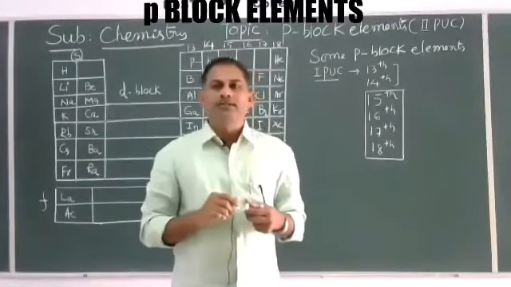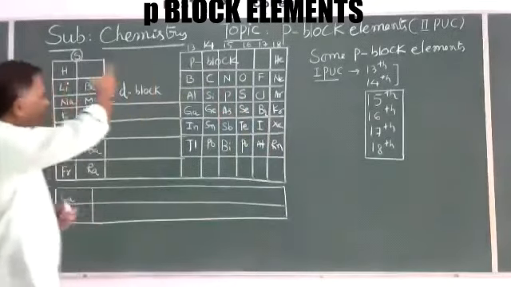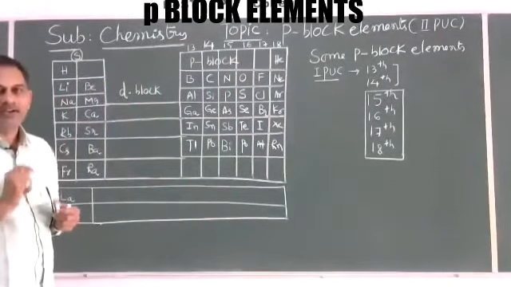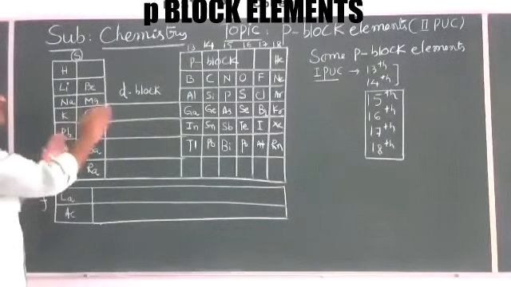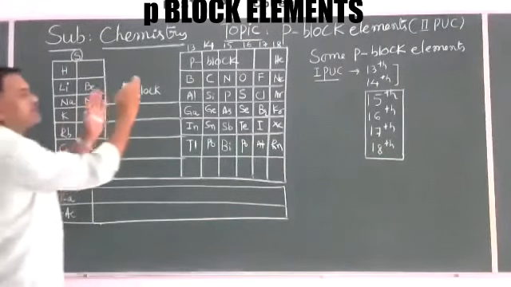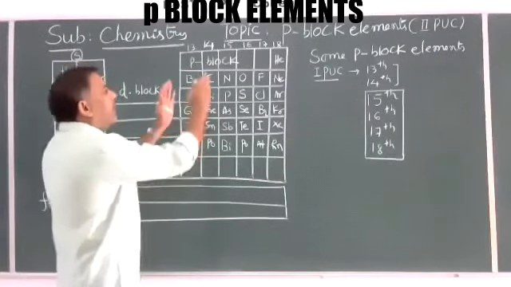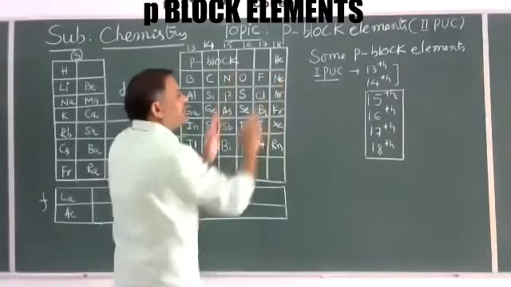Periodic table, periodic classification of elements. The complete periodic table is explained in first PUC, 11th standard. On the basis of this periodic table, S block elements are created as one separate chapter and some P block elements as one chapter in 11th standard, and the remaining P block elements are in second PUC, 12th standard.